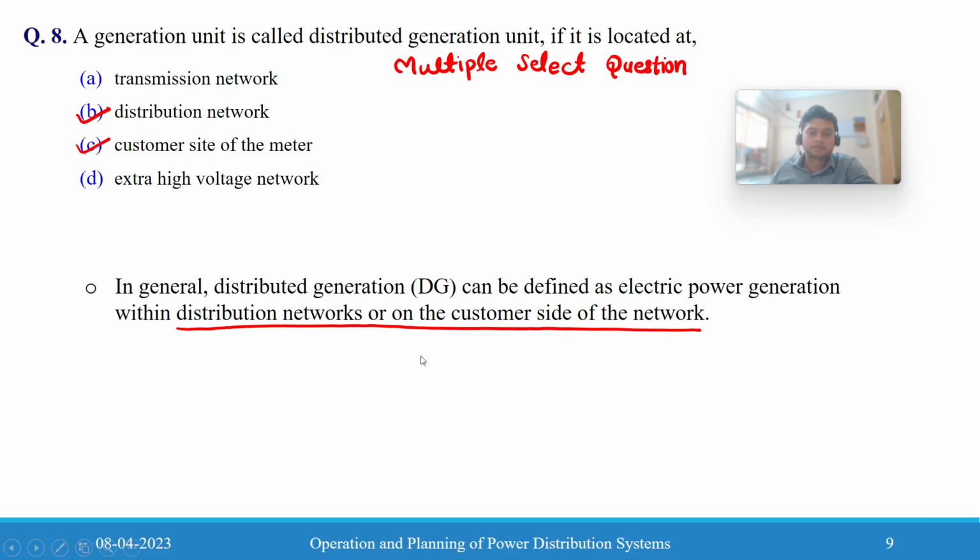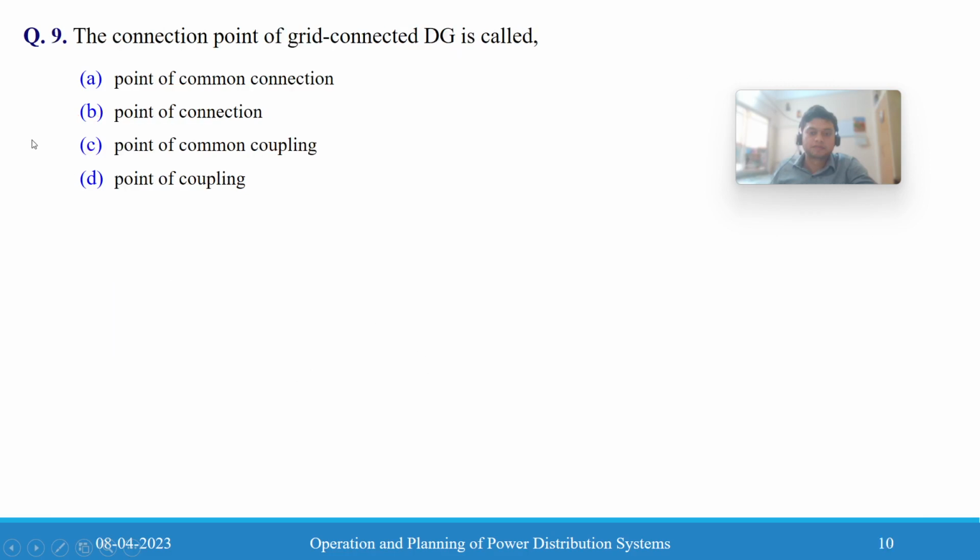Now let us see the next problem. The next problem is that the connection point of grid connected DG is called: A option is point of common connection, B option is point of connection, C option is point of common coupling, D option is point of coupling. So type your answer in the chat box.